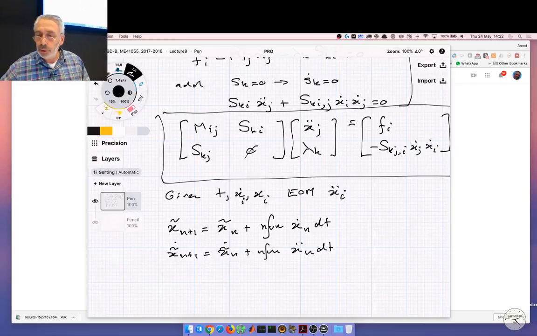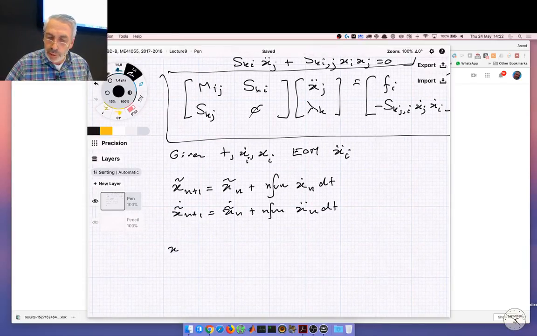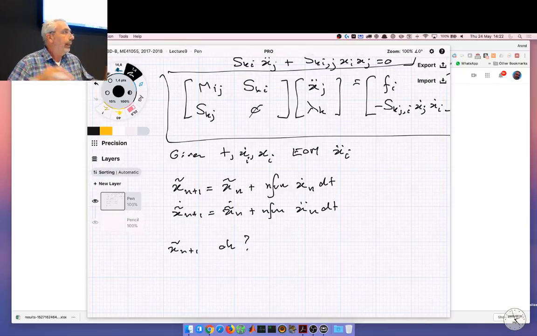Now, which constraints do we have to fulfill? Or in other words, are these okay? Is there any error? Well, there is no constraint on the coordinates in this case, so we say the approximation is what it is. They're good. I mean, we have no extra constraints.